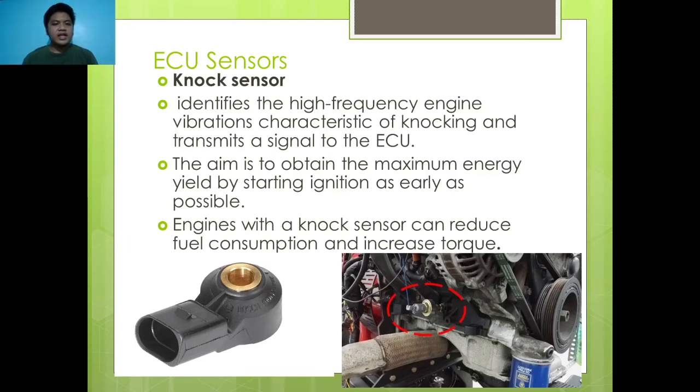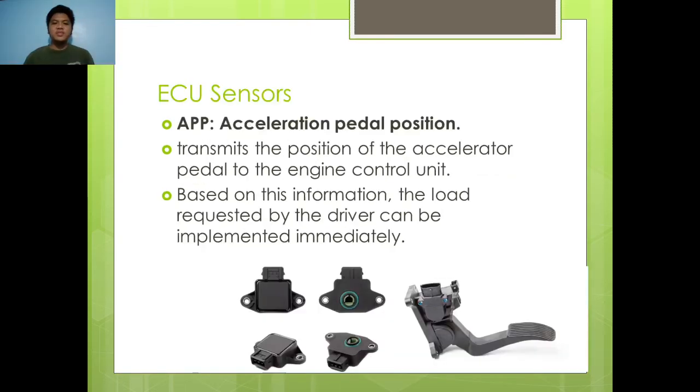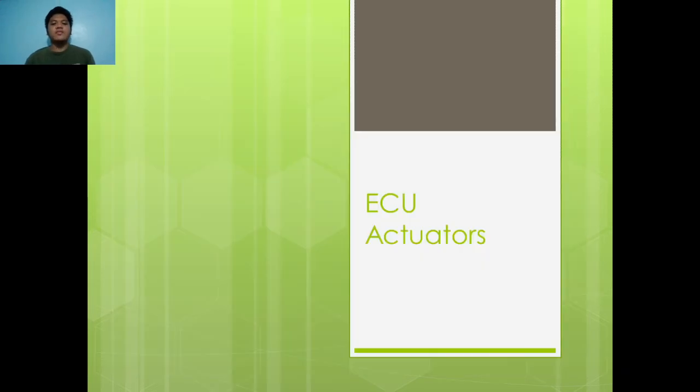Knock sensor identifies the high-frequency engine vibration characteristics of knocking and transmits a signal to the ECU. The aim is to obtain the maximum energy yield by starting ignition as early as possible. An engine with a knock sensor can reduce fuel consumption and increase torque. Accelerator pedal position. It transmits the position of the accelerator pedal to the engine control unit. Based on this information, the load requested by the driver can be implemented immediately.